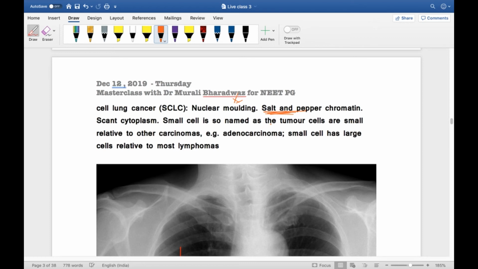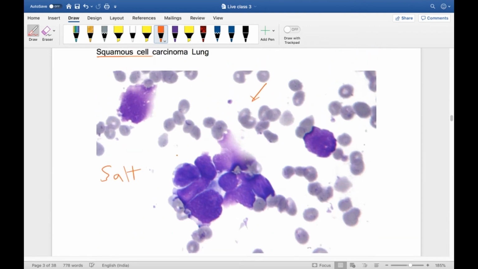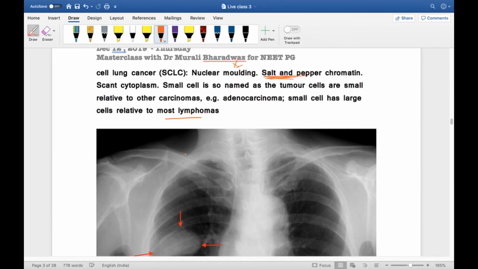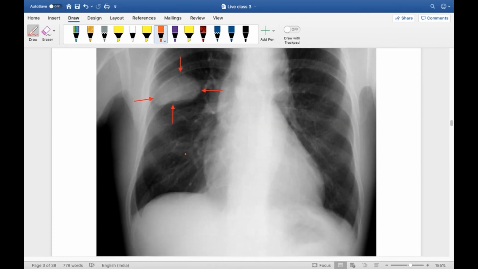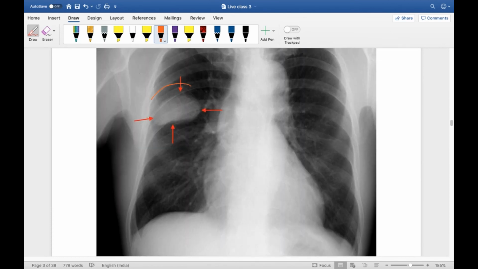And why are they called small cells? Because if you compare them with the tumor cells of other carcinomas, for example adenocarcinoma, they are smaller. But they are relatively larger than most of the cells of lymphoma. So that is the nature of small cell cancer cells.